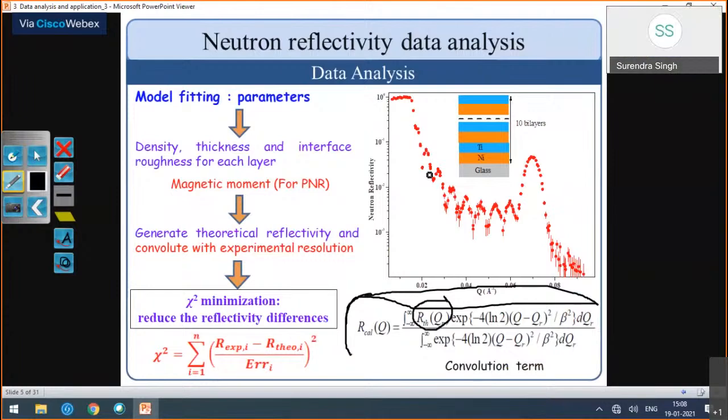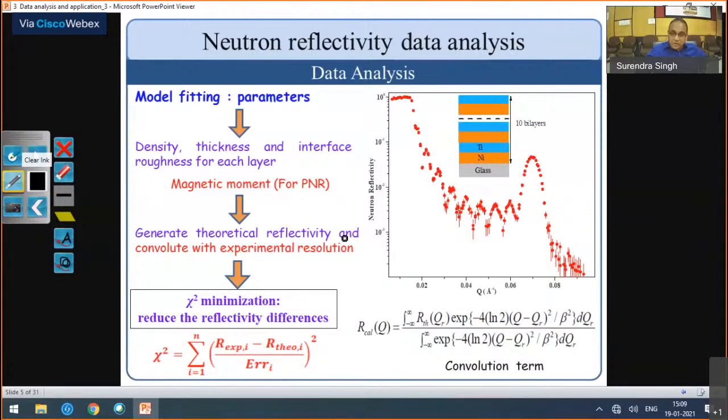We can say these are our results, and any model fitting will give you one solution. And from other techniques, because you have grown these films, you can check. What to do is generate theoretical reflectivity data, then convolute with the experimental resolution.